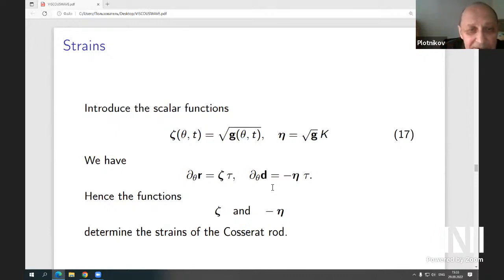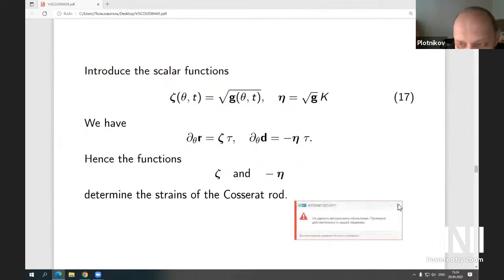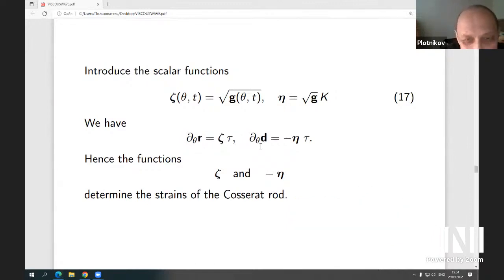In the Cosserat theory of nonlinear rods, the elastic Cosserat rod, the derivative of R is some kind of deformation. We have two quantities which define the rod: the shape of the rod is defined by R and by the director D. Each of these has a representation where zeta and eta are given by this. Then, following Antman in the Cosserat theory, we can consider strain-like quantities zeta and eta, which is a very important point and makes the problem more complicated.